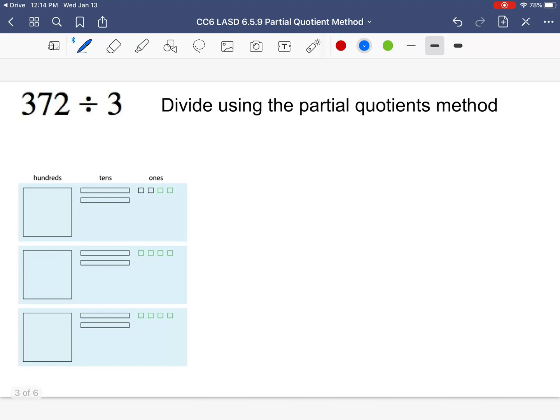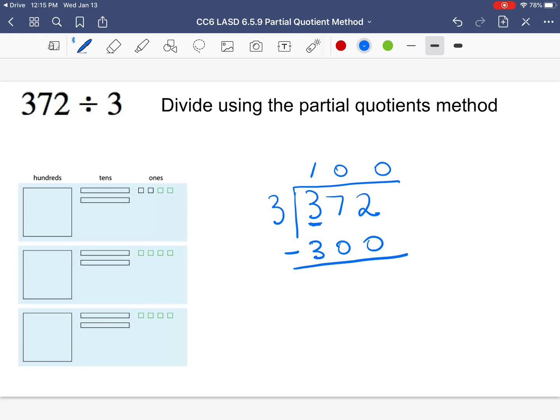Let's divide 372 by 3 using the partial quotients method. So let's start with the digit 3 here. That represents 300. So if I divide 300 by 3, I could say 100. We'll divide there evenly. So 300 divided by 3 is 100. And so 3 of them is 300. So I'll subtract that. And now I'm left with 72.